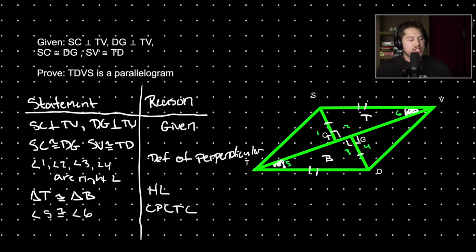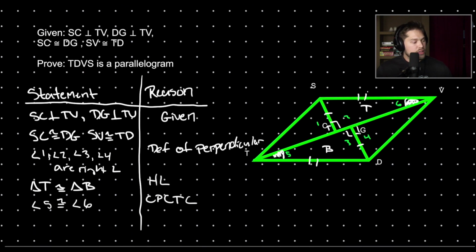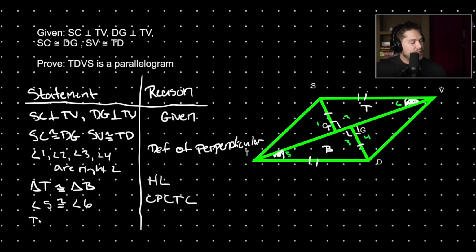And with this, we can say that line TD, our bottom line, and line SV, our top line, are parallel by the converse of our alternate interior angle theorem. So here, let's scroll down just a tiny bit and say that TD is parallel to SV by the converse of alternate interior angle theorem.